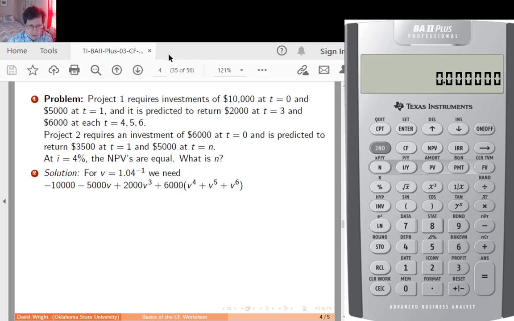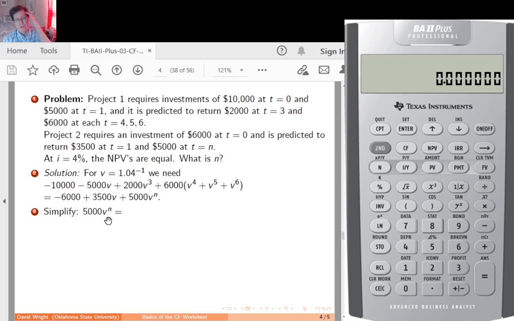So project 2's net present value, which should be equal to the first, is minus 6,000 plus 3,500 times v plus 5,000 times v to the nth power. And so there's an equation that we can solve for n. The issue is how to solve for n. And you can actually do it with algebra as well. You would just move all the terms to one side except for n, and we will do that.